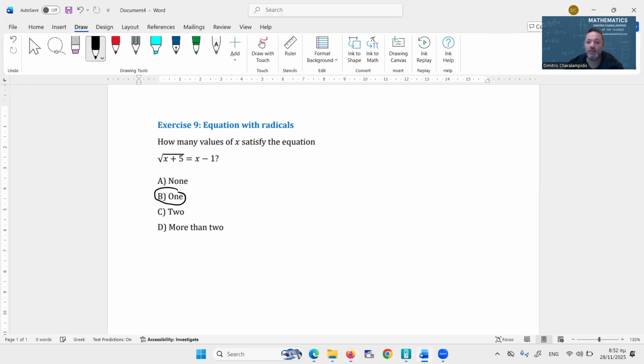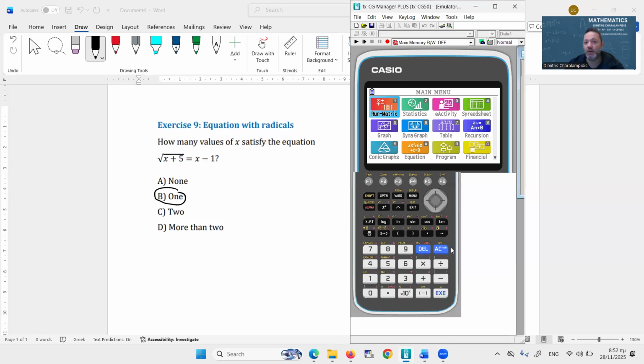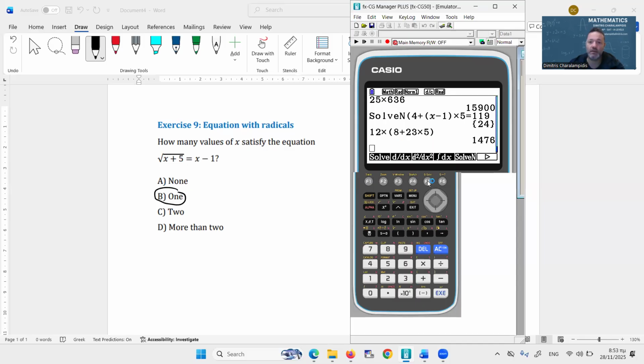But since I also have a calculator, I'm using Casio FX CG50. Let's see if I was right. Run matrix, option, calc, solve n, and now I'll plug in the given equation. Root of x plus 5 equals, with shift and dot, x minus 1.